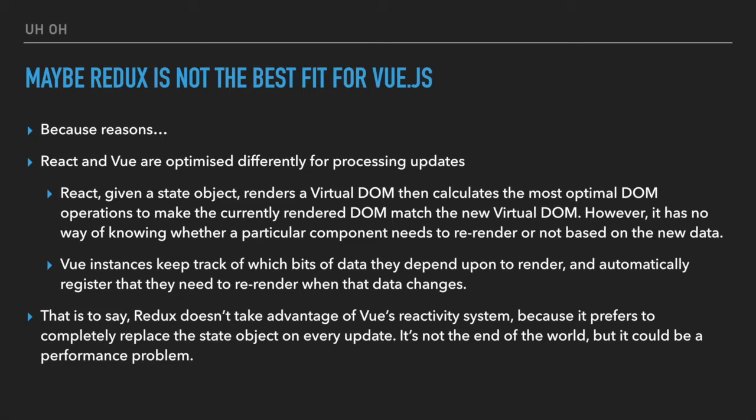React, given a new state, renders a virtual DOM, and then it calculates a difference between this new virtual DOM and the old one, which are just JavaScript objects. So that's actually a pretty quick operation, working out what is different between the new virtual DOM and the old one. And then it very cleverly calculates the most optimal DOM operations in order to make the currently rendered actual DOM on the page match the new virtual DOM. So it only does the most efficient thing that it can calculate.